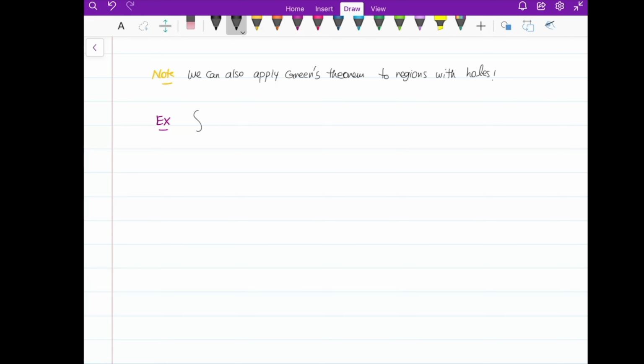The integral of y cubed dx minus x cubed dy, where C is two circles with radius 4 and 6 centered at the origin.